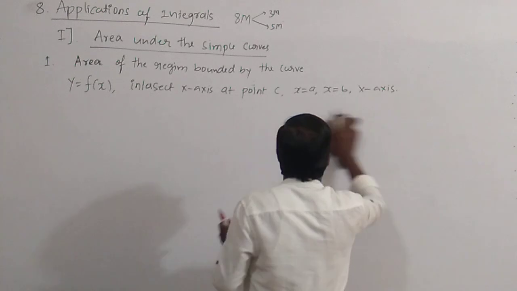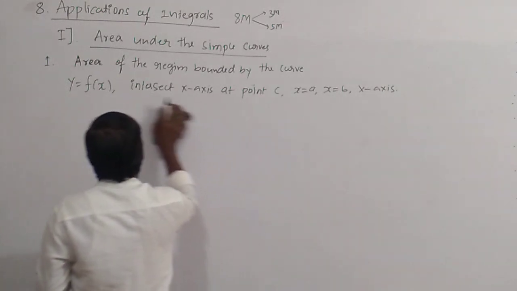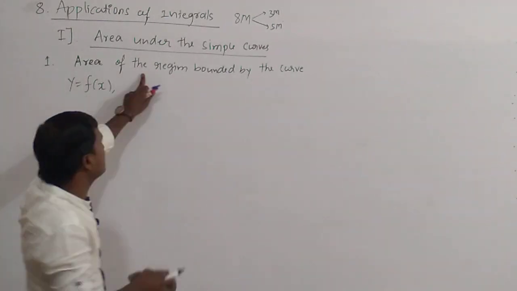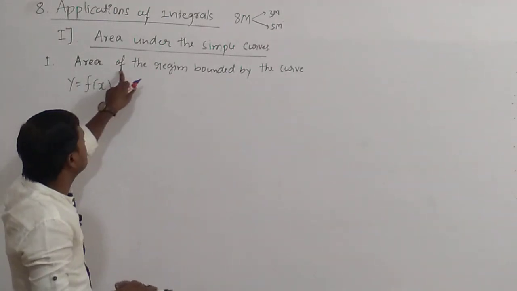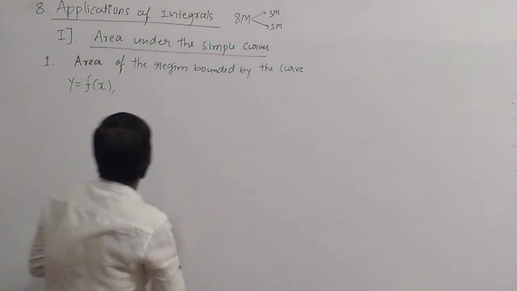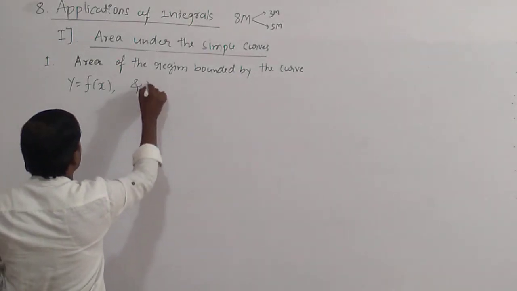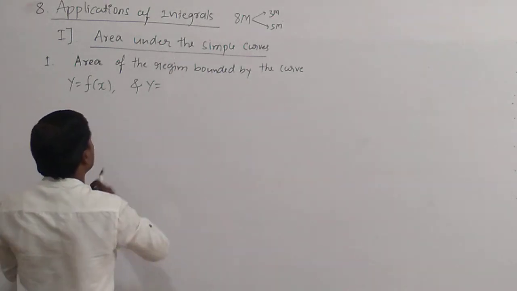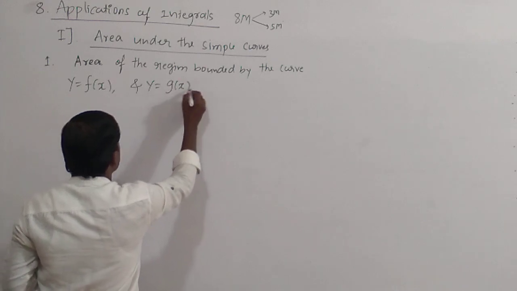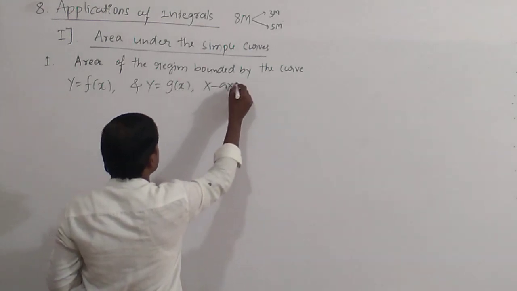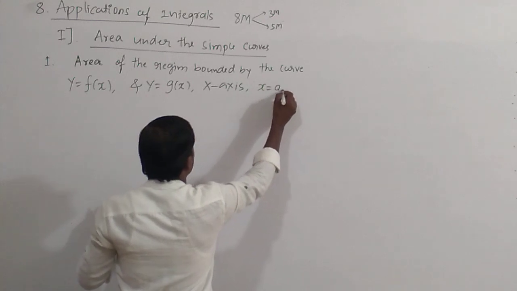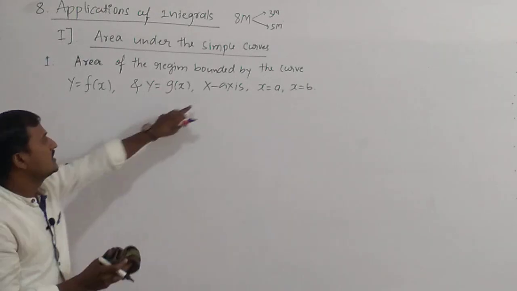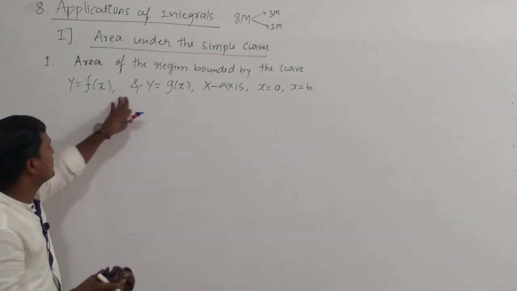Okay, next we'll go for the next type of curve: area between two curves, area bounded by two curves. Area of the region bounded by the curves y equal to f of x and y is equal to g of x. Here I will take y is equal to g of x, with the lines x equal to a to x equal to b. The similar concept we have to apply for the y axis also, just interchanging the function.